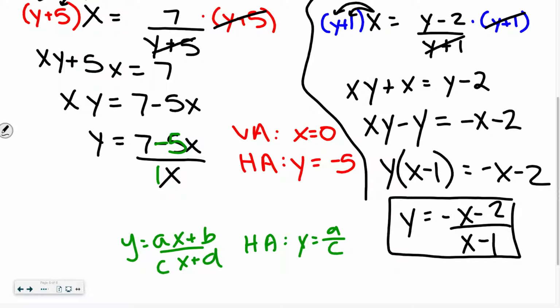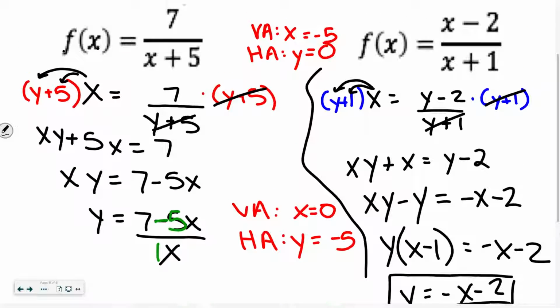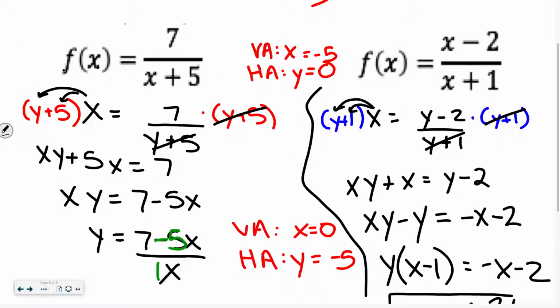For your inverse, your vertical asymptote is x equals 1. Your horizontal asymptote is the ratio of the leading coefficients, y equals negative 1. Check up in your original, those things should be flip-flopped. Vertical asymptote is x equals negative 1. Horizontal asymptote is y equals 1. Yeah, we flipped them.